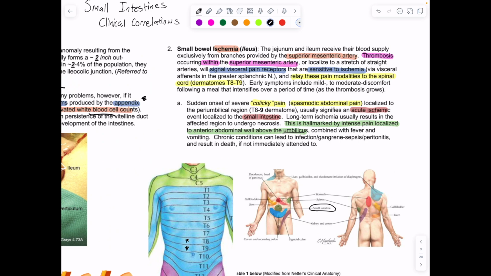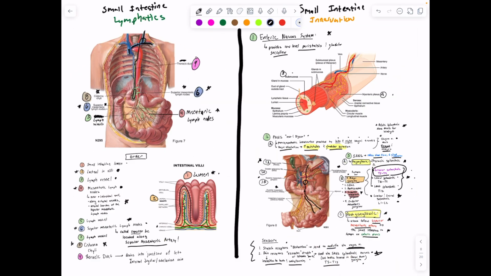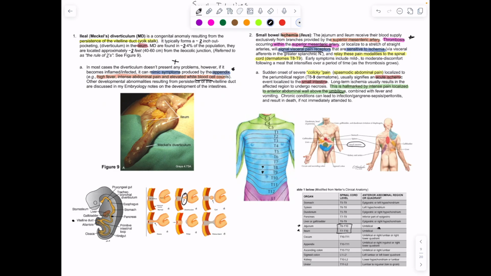So that could be due to, say, thrombosis within the superior mesenteric vein or artery, and then you're going to signal our pain receptors, which we know are traveling along the sympathetic nervous system, splanchnic nerves. We know splanchnic is T5 through T9 for greater, T10 through T11 for lesser, and then T12 for least.